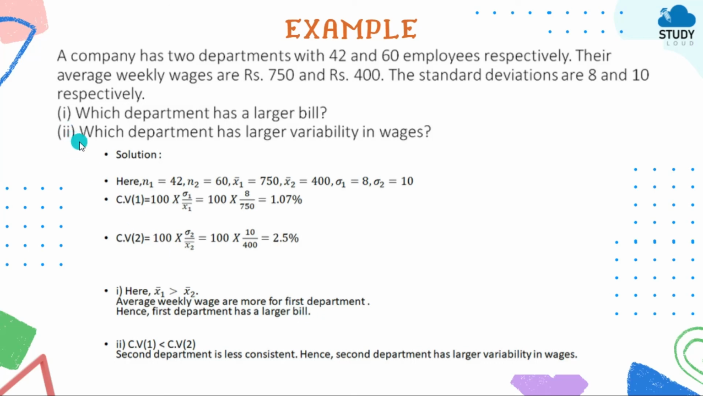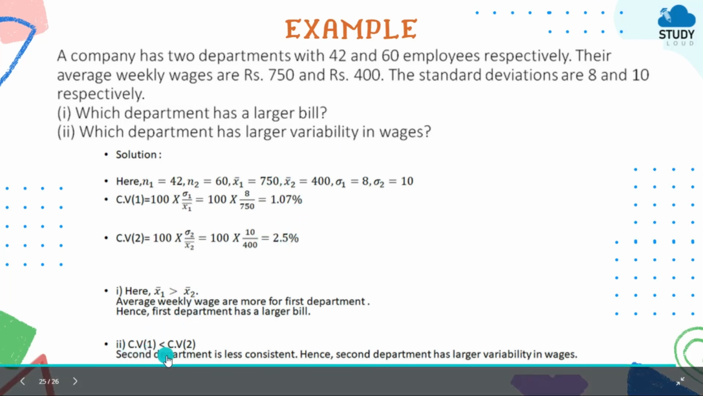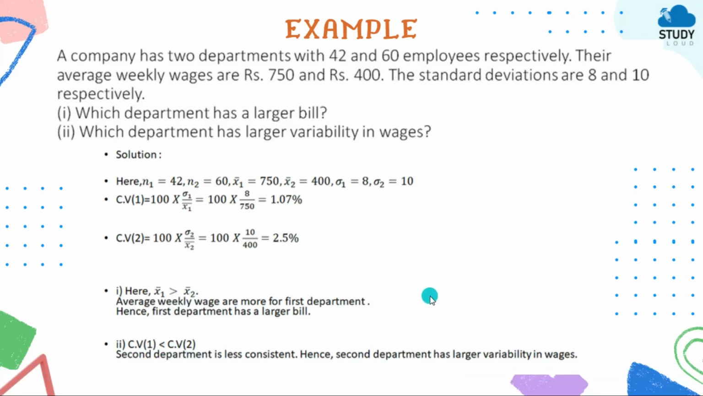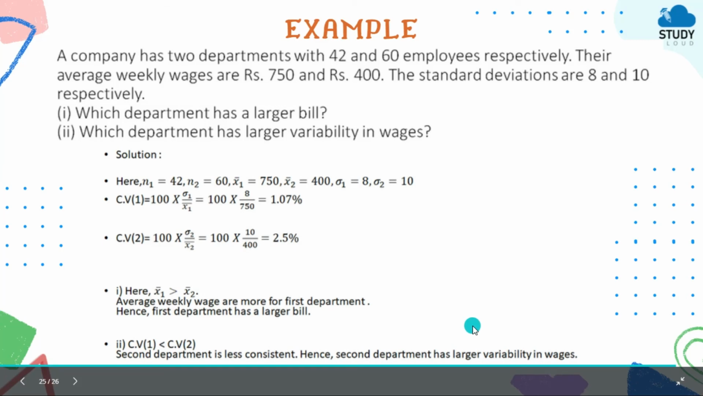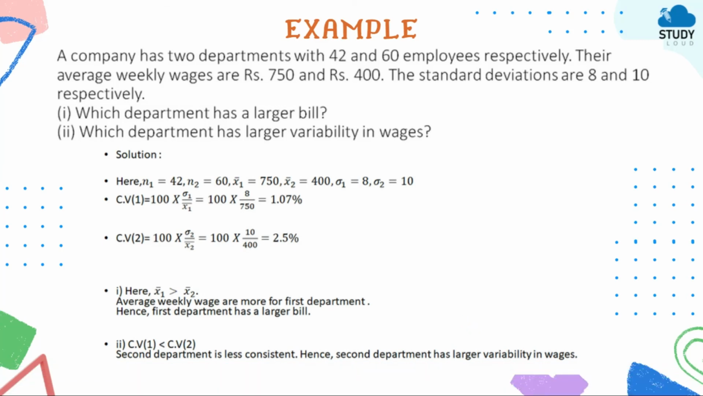Now second is which department has a larger variability. Whenever there is a term like variability or consistency or constant, at that time you have to use the coefficient of variation to check your answer. So the coefficient of variation of the first is less than the coefficient of variation of the second department. It means that the second department is less consistent, hence the second department has a larger variability in wages. So in this way you have to find the coefficient of variation.